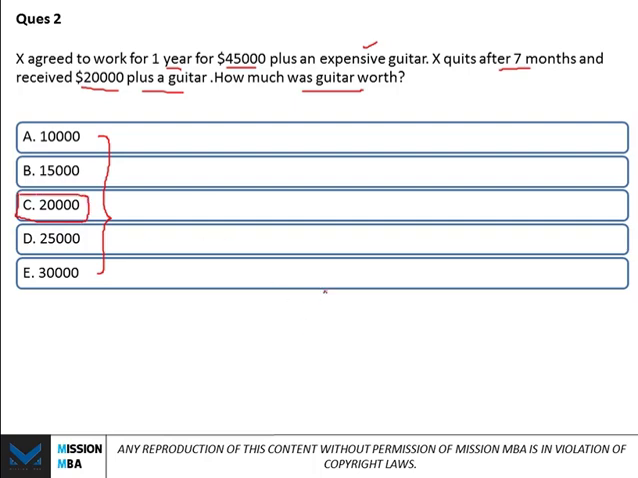So if it is 20K, the price of the guitar, he has to be paid 45 plus 20, that's 65K for 12 months. So for 1 month, it is 65 upon 12, which approximately comes out to be 5.5K. Guys, the calculation should be quick. I'll make a video to make your calculations quick as well very soon.